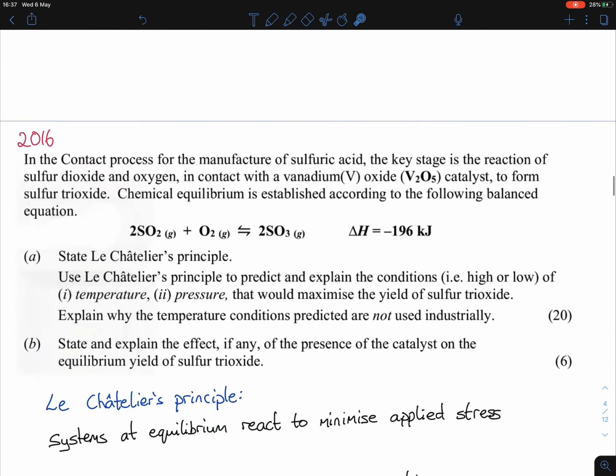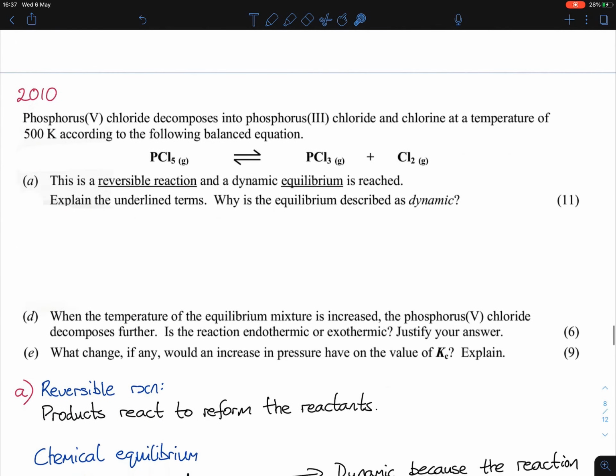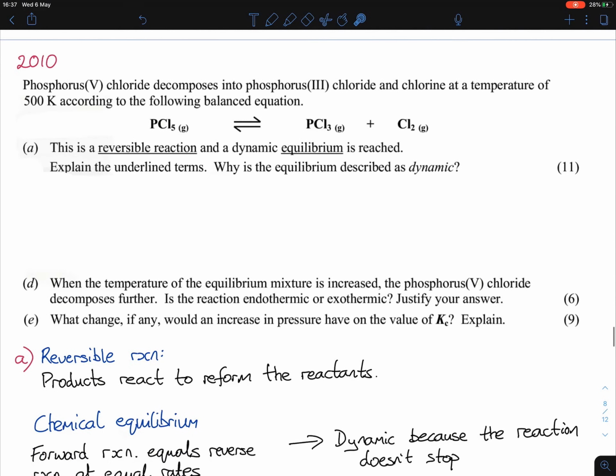So last time we finished on, I think it was 2011. So that means we're moving on to 2010. This is the year I actually did my leaving cert.